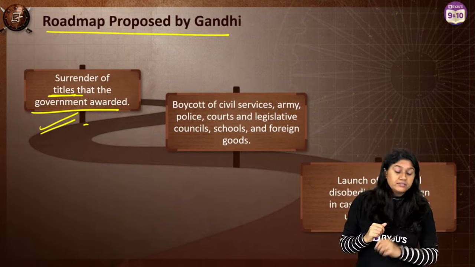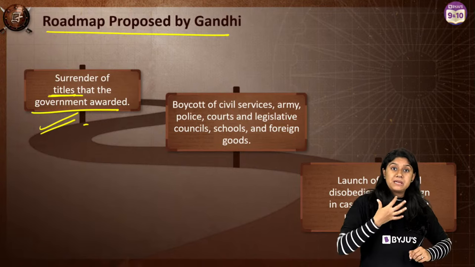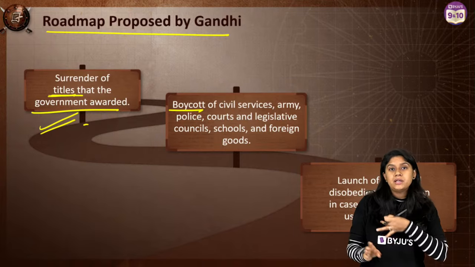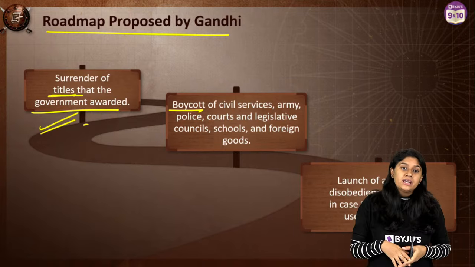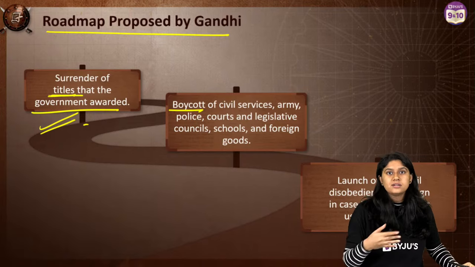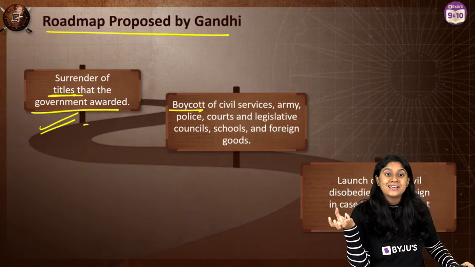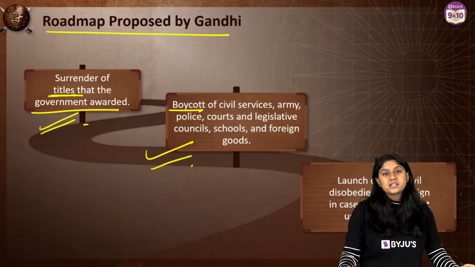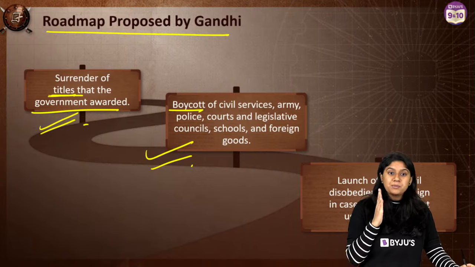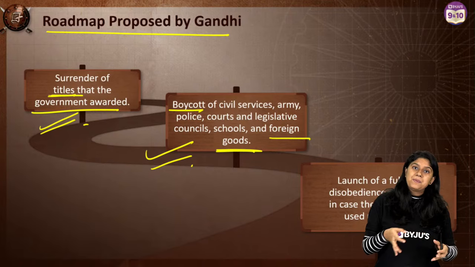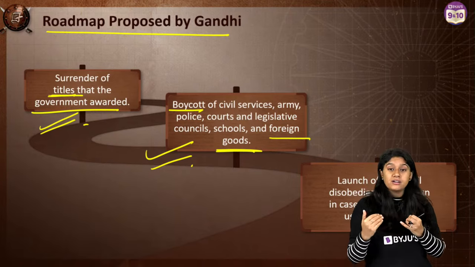That happened. Then of course, Gandhiji asked the people to boycott the offices like civil services, army, court, schools. He appealed to the students, don't go to the schools and the colleges, right? Because the Britishers had set up those schools and institutions. So of course, we saw that there was a boycott of all the Britishers' goods, foreign goods, clothes, etc. And apart from that, people left their jobs also.